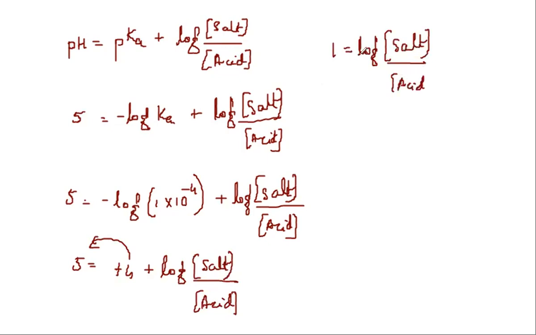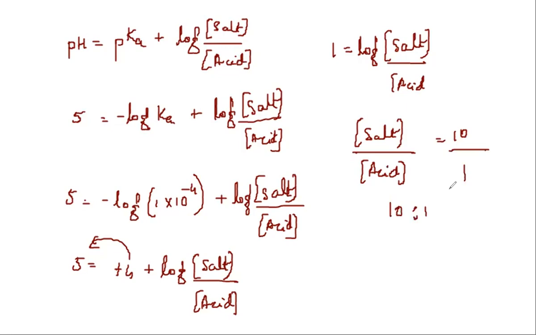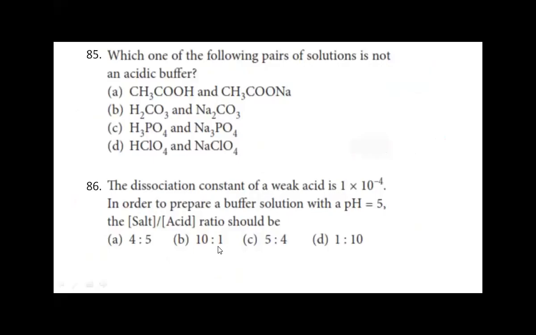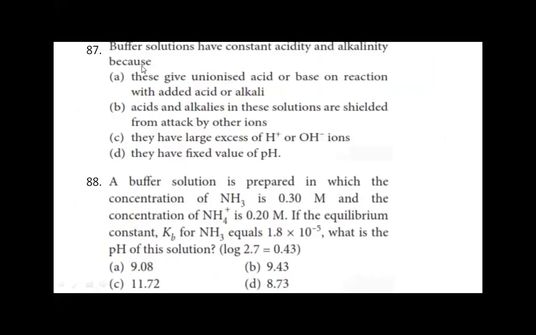Or take the antilog this side. What we get is concentration of salt to concentration of acid equal to 10. Therefore, what is the ratio? The ratio is 10 is to 1. Is that understood? Yes, Henderson's equation we have to use and solve. So the ratio is 10 is to 1. Option B is the correct option.